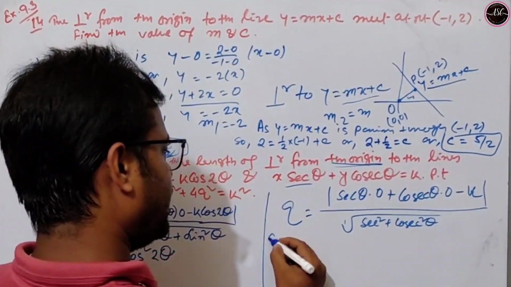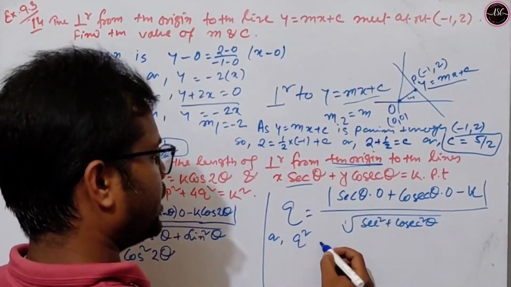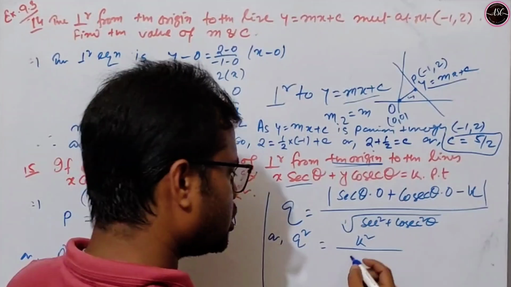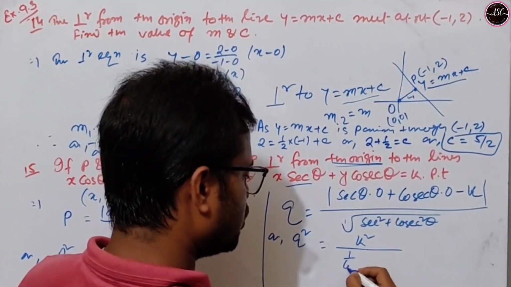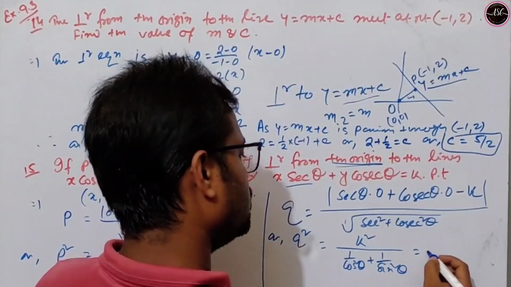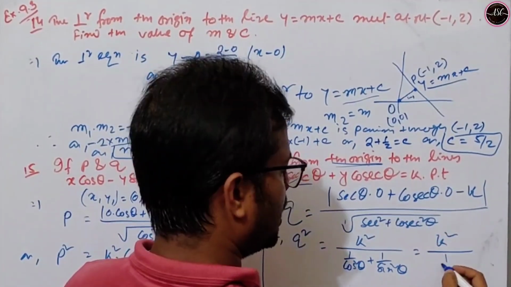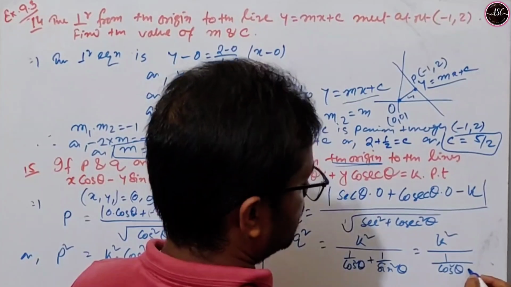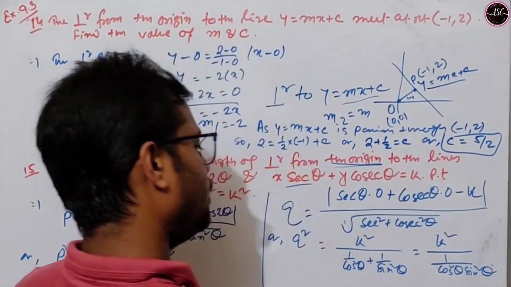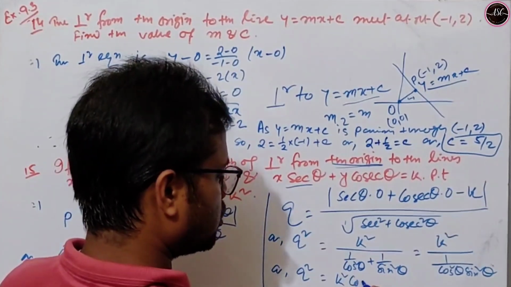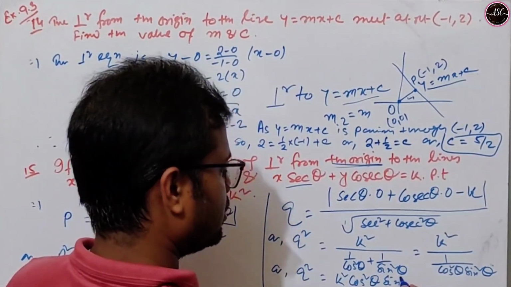Okay, so if we square this, q square equals k square divided by sec square theta plus cosec square theta. We can write this as 1 by cos square theta plus 1 by sin square theta. So this will be k square into 1 by cos square theta into sin square theta. Or q square equals k square cos square theta sin square theta.